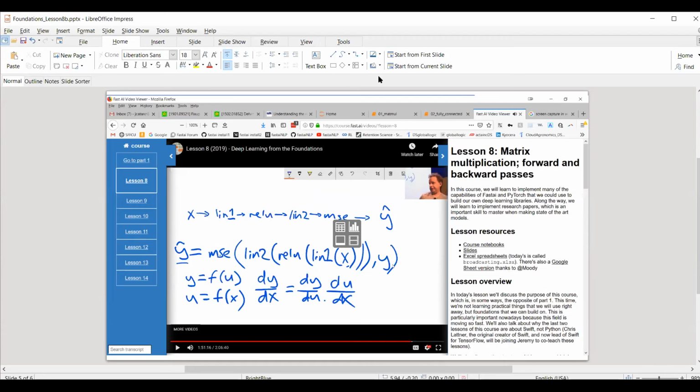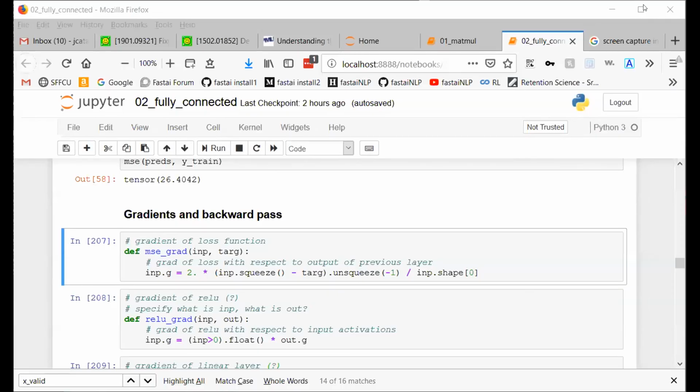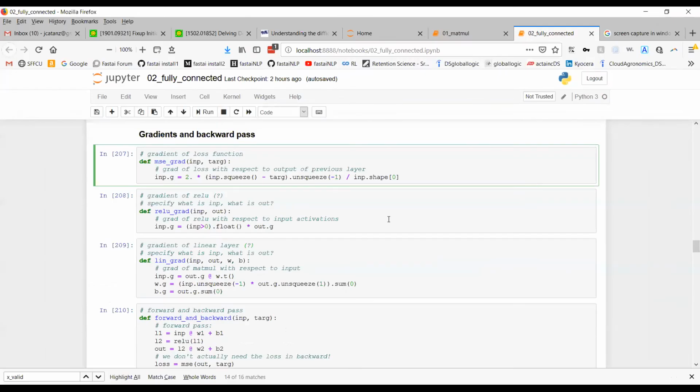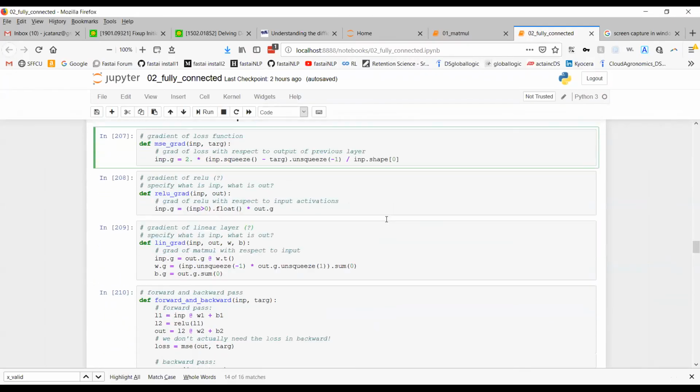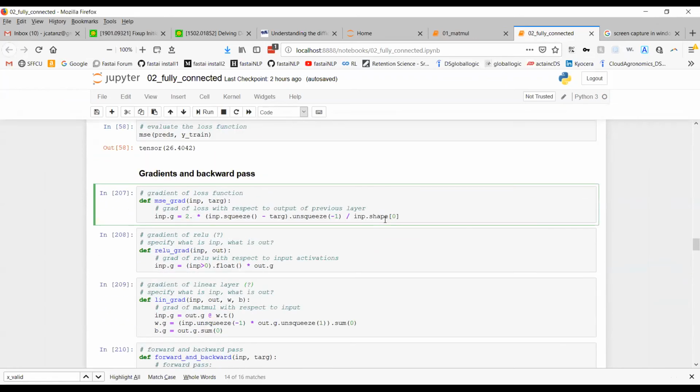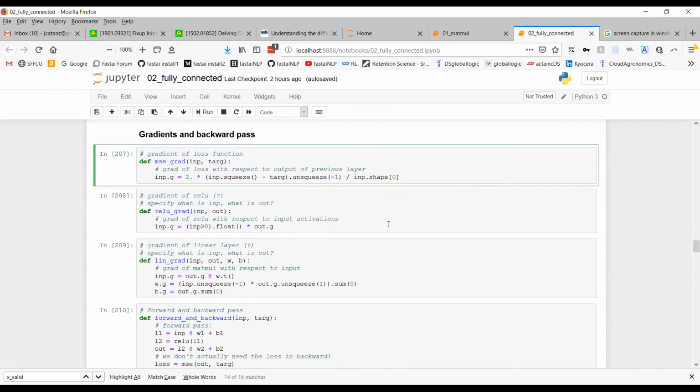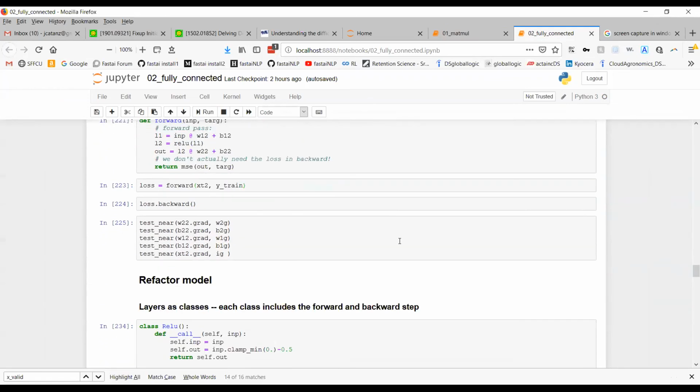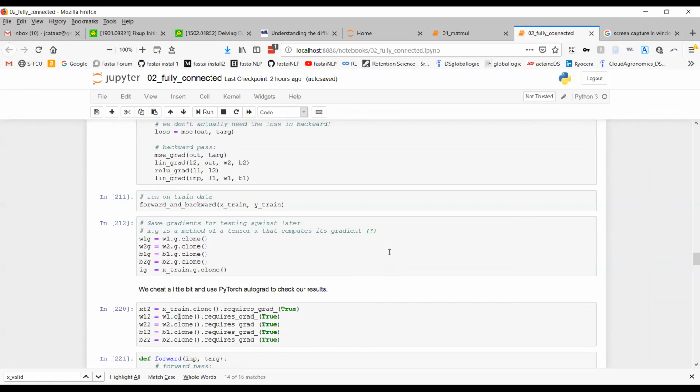But let me go back to the notebook. Share the notebook. Fully connected. You're seeing the notebook now? Yep. Yes. Okay. So now here's where we are. We got about halfway through this thing, and the hard part is all in front of us. So I'm sorry about that. We didn't get through as much of it as we wanted.